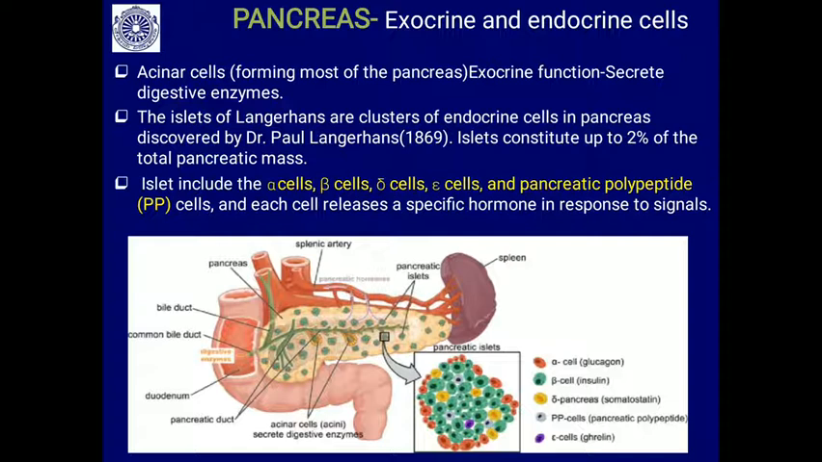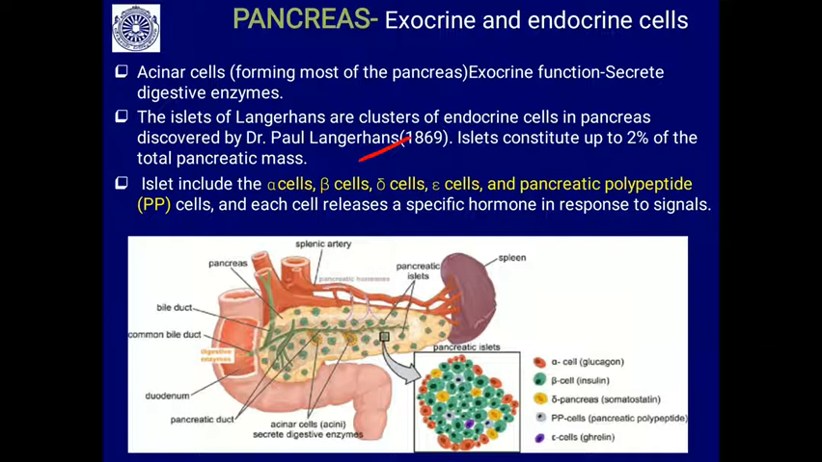So, these irregular groups of endocrine cells were discovered for the first time by Dr. Paul Langerhans in 1869. That is why they are called the islets of Langerhans. They constitute about 2% of the total pancreas.